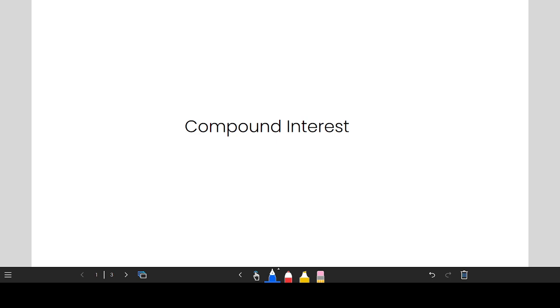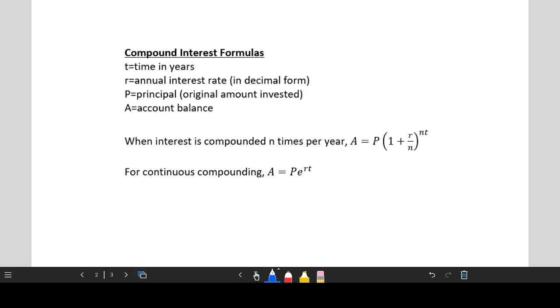In this video, we're going to discuss compound interest. We're going to be using these formulas here to calculate compound interest. So interest is just money that is deposited in your account, like if you have a bank account or something like that. The bank's basically paying you to borrow your money, essentially.